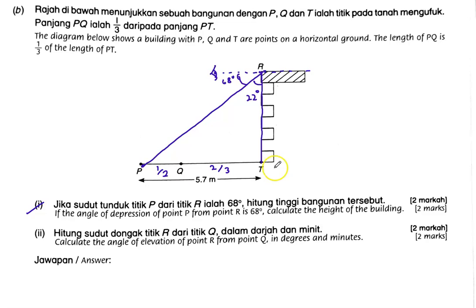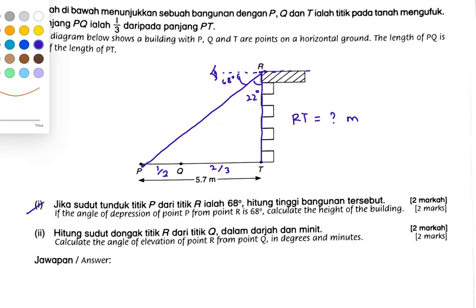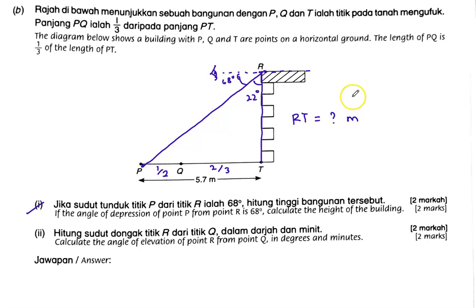All right, so with all the information given to you, the question says you need to calculate the height of the building, which is referred to as the length of RT. So the length of RT is equal to something meters. And this is what the question is about. Now, how do we use trigonometry for this kind of question? Please take a look at this formula.